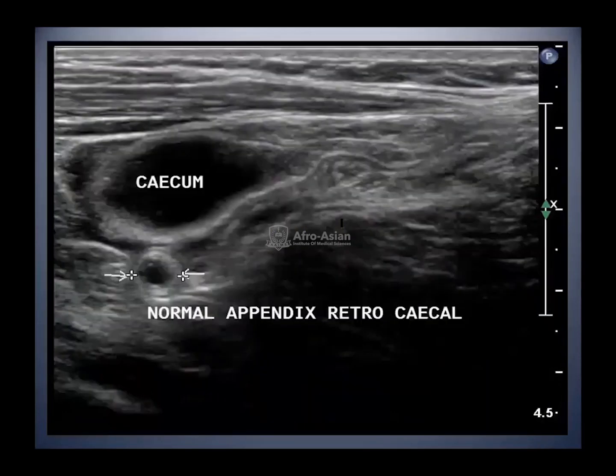This is the same patient. Here is the cecum, and the appendix is lying retrocecally, which is behind the cecum. So it is very easy to diagnose if it is lying retrocecally and well circumscribed. This is the cut section.